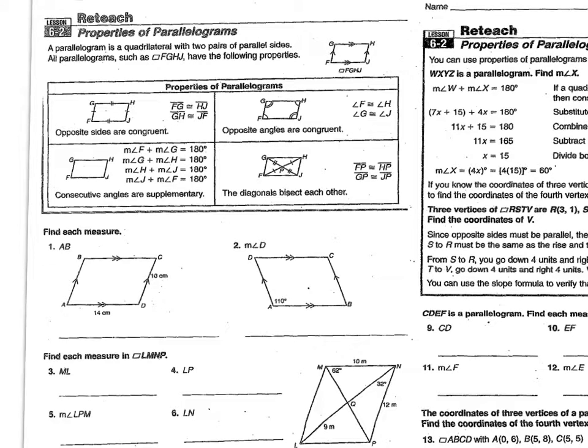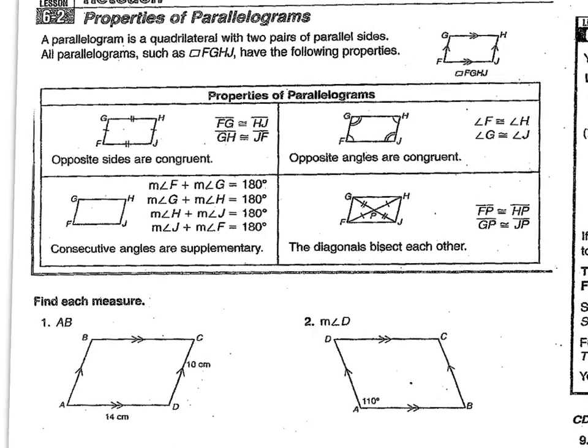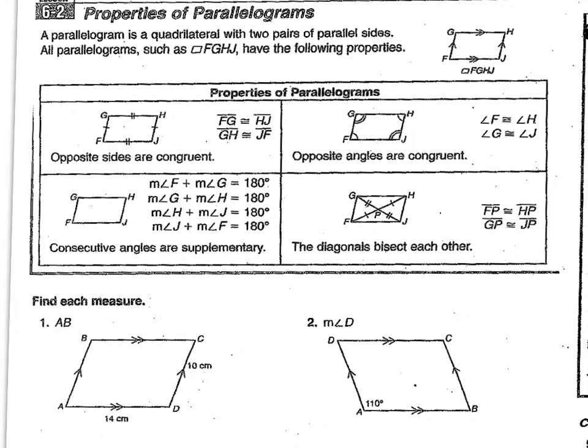So section 6.2 is talking about the properties of parallelograms. So by definition, we can say that a parallelogram is a quadrilateral with two pairs of opposite sides. Okay, this is by definition. Now, the symbol is just like a little rectangle. That's the symbol. And we have four properties.